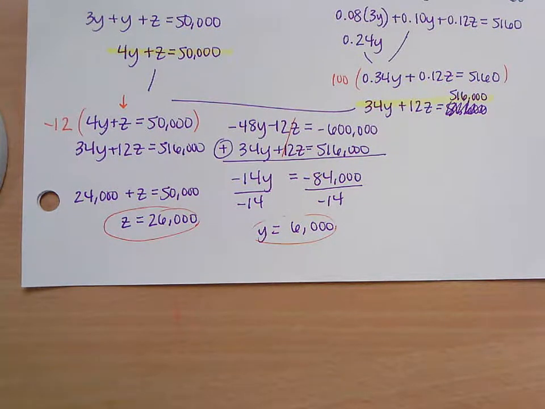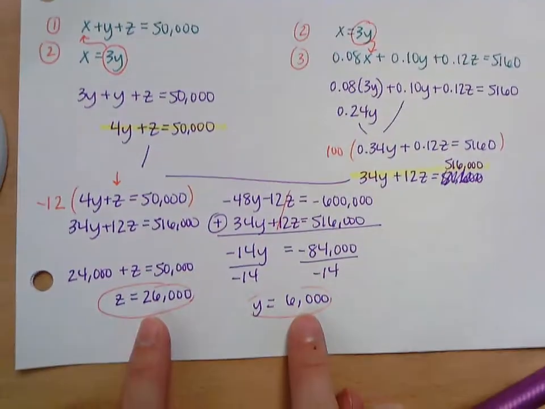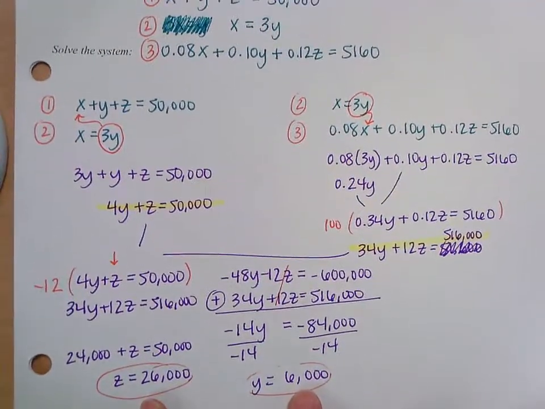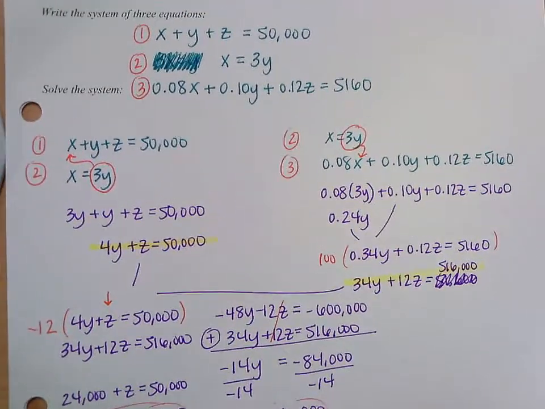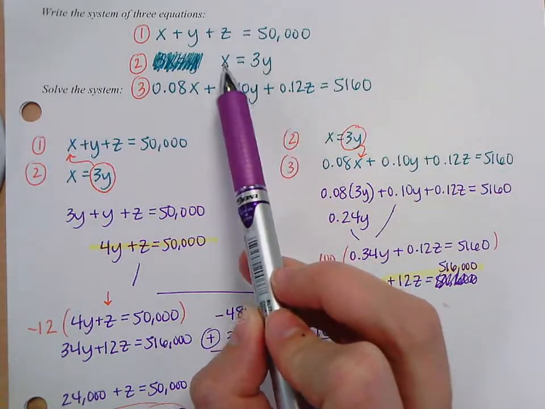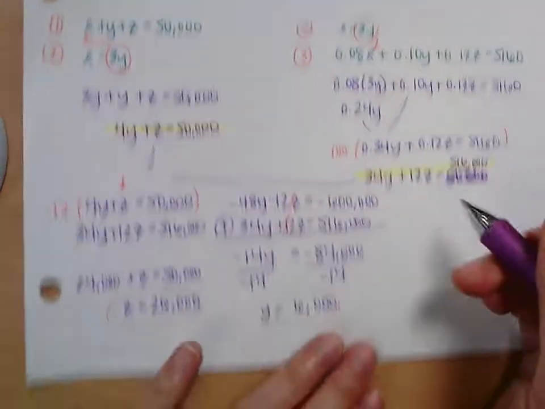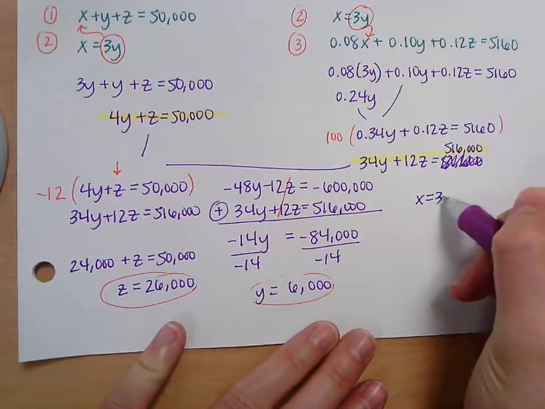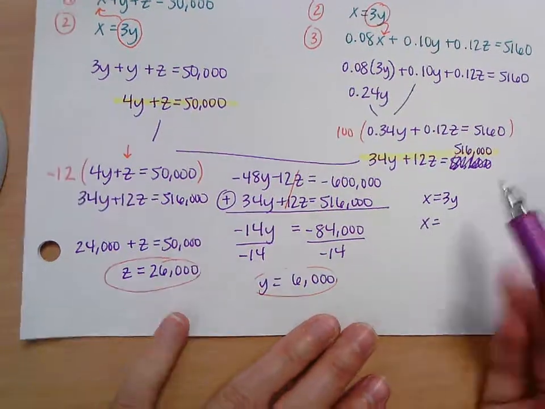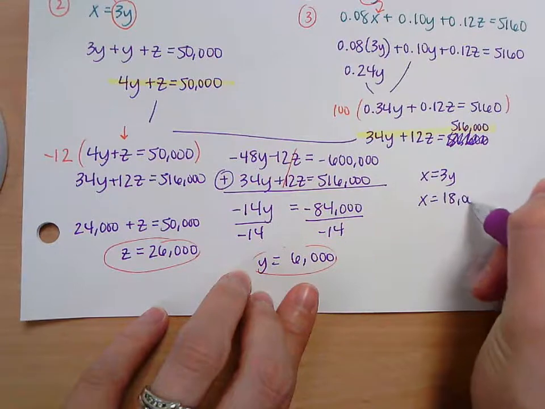And then I just have to go back to one of my original 3 equations to find x. I'm just going to use this one because then I only have to substitute the y in. So now that I know y, I can easily find x. So if x is equal to 3y, that means x is equal to 3 times 6,000, so 18,000.